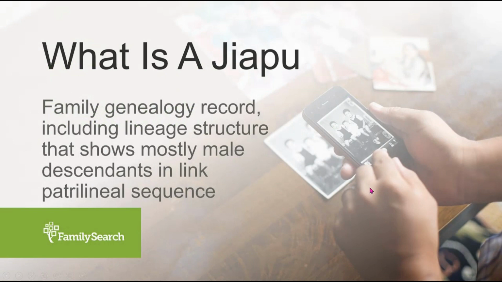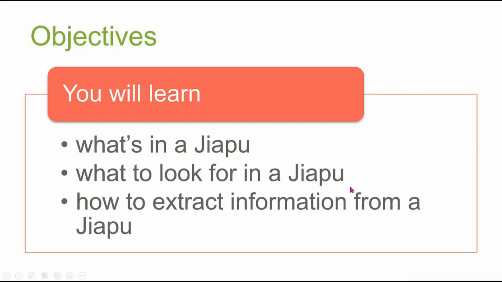Let's start with what is a Jiapu. Jiapu is an important part of Chinese genealogy. It is a family genealogy record, including lineage structure that shows mostly male descendants in linked patrilineal sequence. During this webinar, together we will learn what's in a Jiapu, what to look for in a Jiapu, and how to extract information from a Jiapu.